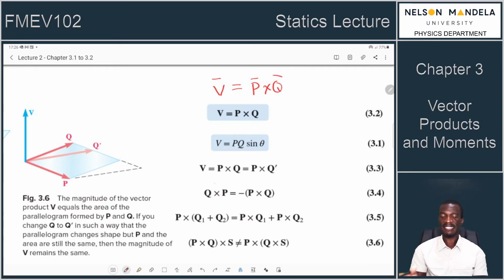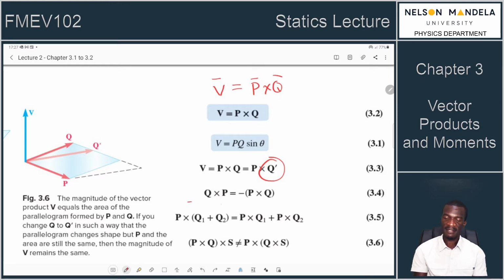Then we have certain properties of these vector products. This first property has been given when we find a new vector, Q prime, and that Q prime is selected carefully in such a way that the area is the same as the first parallelogram. You will still get the same cross product.